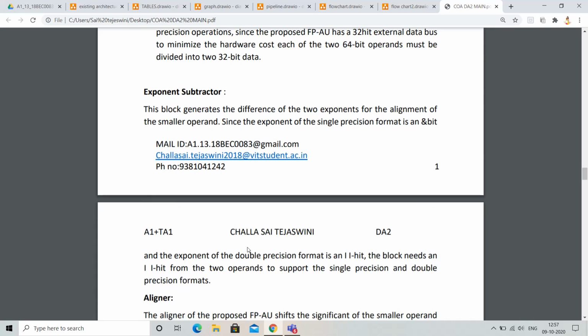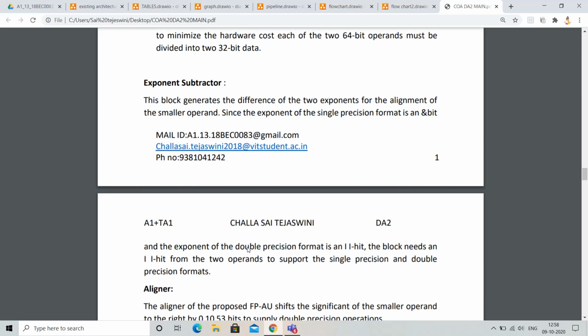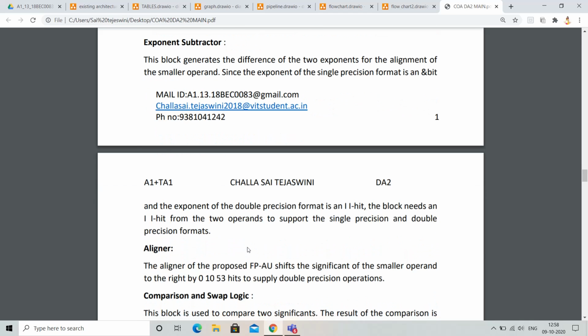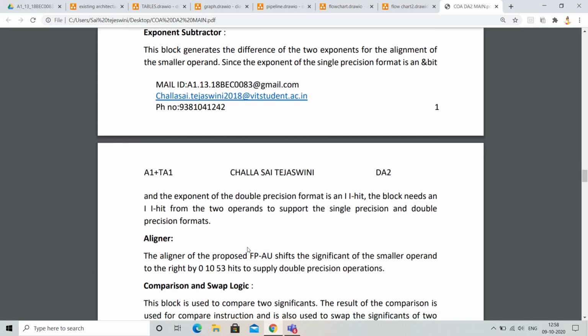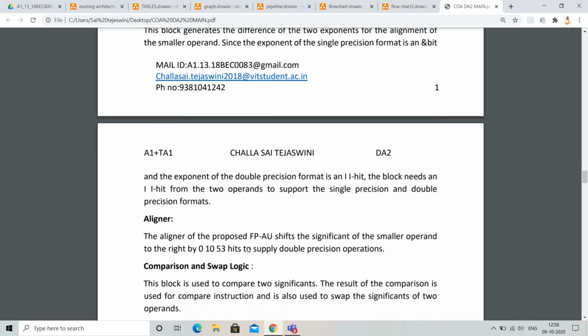Exponent subtractor. This block generates the difference of two exponents for the alignment of the smaller operand. Since the exponent of single precision format is 8-bit and the exponent of double precision format is 11-bit, the block needs 11 bits from two operands to support the single precision and double precision formats.